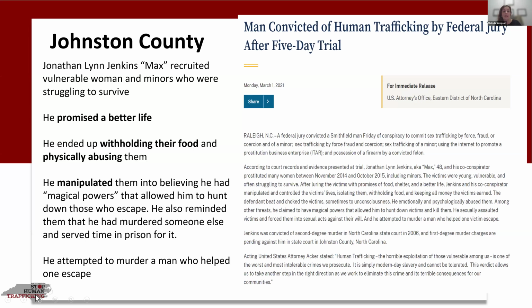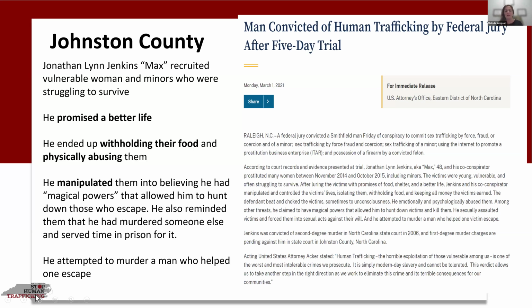And then how he ended up withholding their food and physically abusing them, that's a look at force. And he completely manipulated them into believing he had magical powers that allowed him to hunt down those who escape. He also reminded them that he had murdered someone else and served time in prison for it. And he attempted to murder a man who had helped one person escape this experience. This manipulation piece is very powerful.